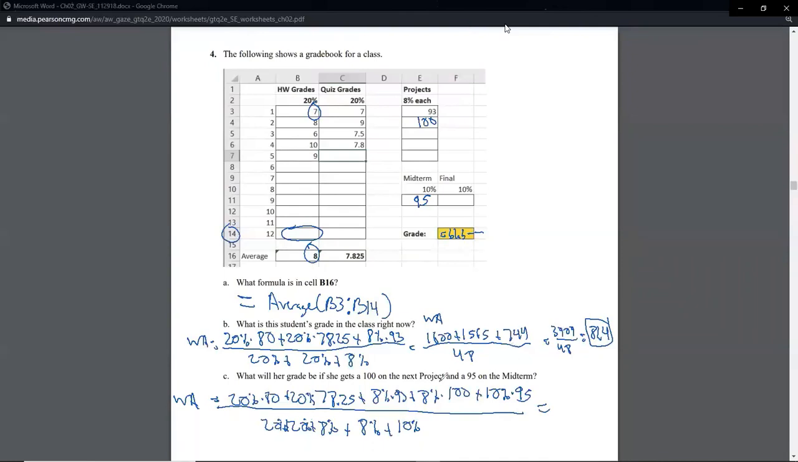Let me do this. This number right here, we already know that was the 3909. That's not going to change. But the 8% times the 100 is going to be 800. The 10% times 95 is just going to be plus 950. Sorry about that right there. Then divided by, the bottom was 48, plus another 8 is 56, plus 10 is 66. So again, that's 3909 plus 800 plus 950.